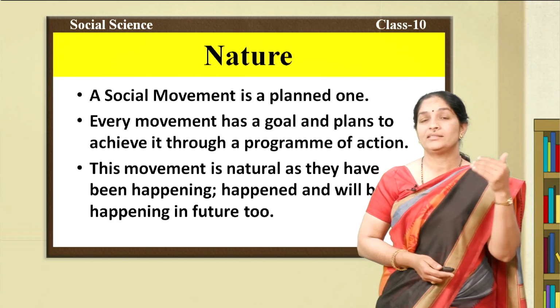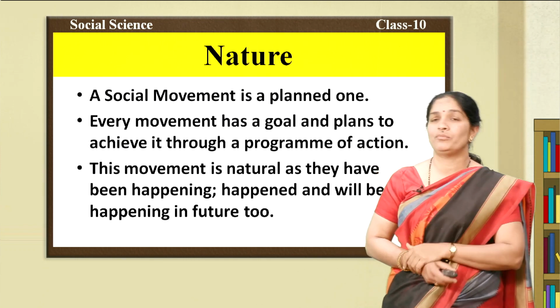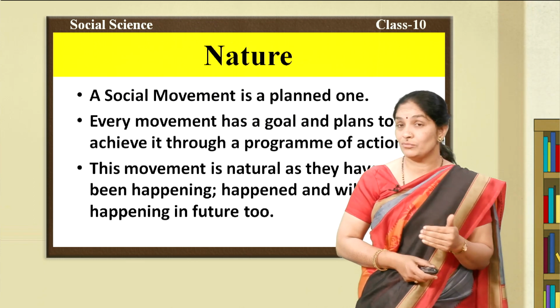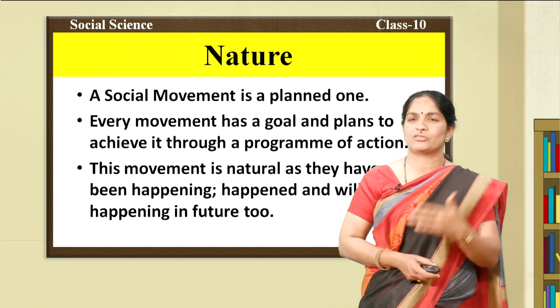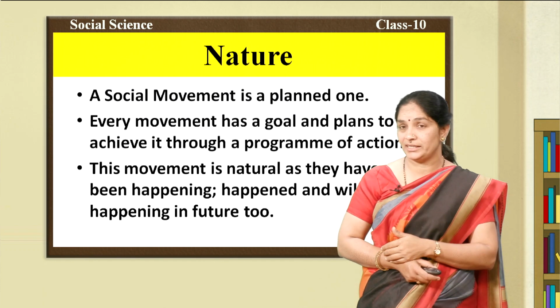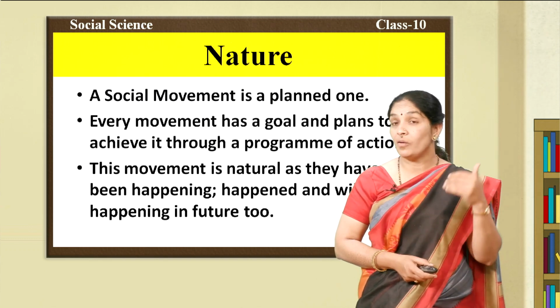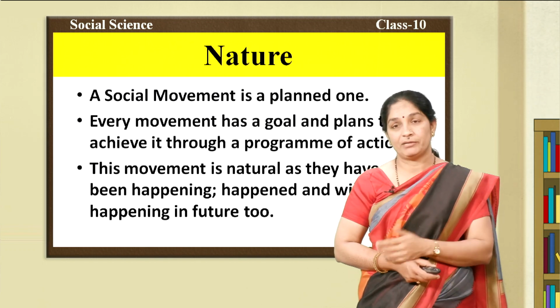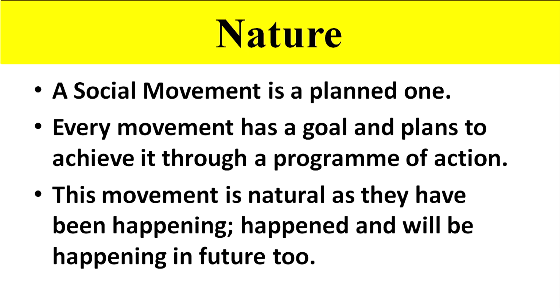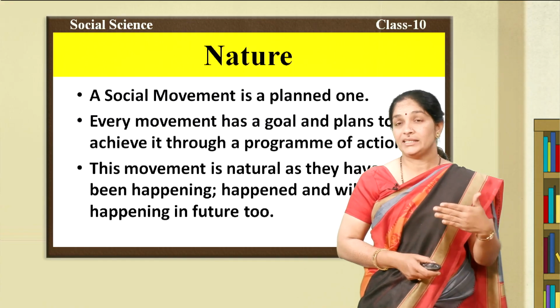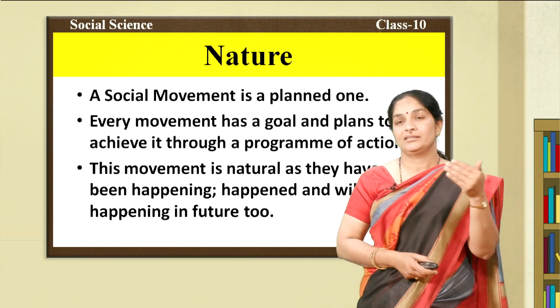Now, let us discuss the nature of social movements. A social movement is a planned one. Every social movement is a planned one. We can see different types of social interactions and social behavior in the society, different groups and different gatherings, but not all gatherings are planned. There may be unexpected gatherings, but a social movement is a planned interaction in the society, and every movement has a goal and plans to achieve it through a program of action. Through the program of action, it is an organized activity led by the leaders.